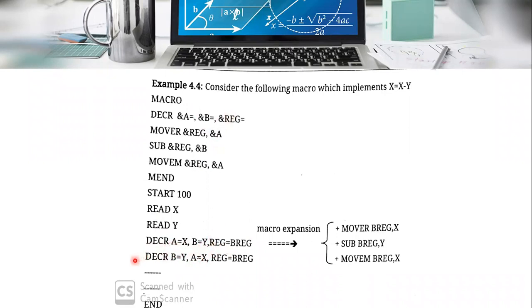Okay, now we can consider the second type of macro call. We consider B first, then A, and then register. We can change this sequence in another macro call also. This sequence does not matter. Okay, which parameter you take first in the case of the keyword parameter does not matter, because we directly assign the corresponding actual parameter to the given formal parameter.